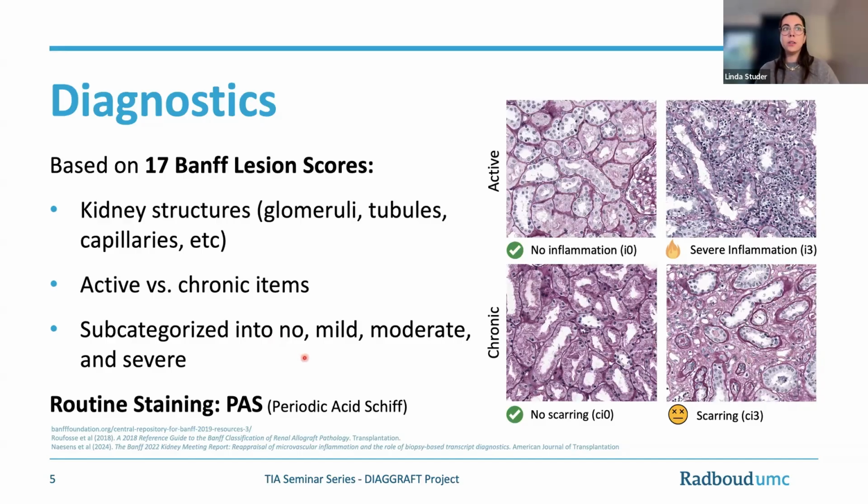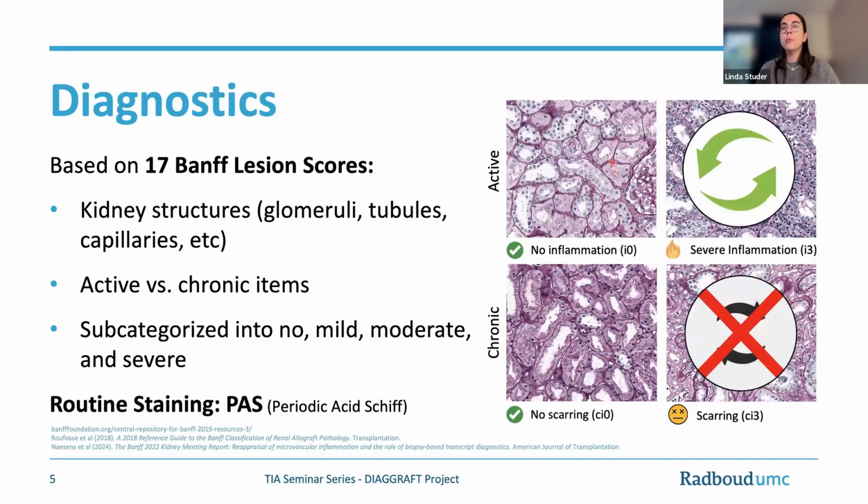And looking at the active and chronic items, when we have active inflammation going on, this is something that can be reversed with medication, the right treatment. But once we go into scarring, there's nothing you can do anymore, and you have a partial loss of function in the transplant organ.